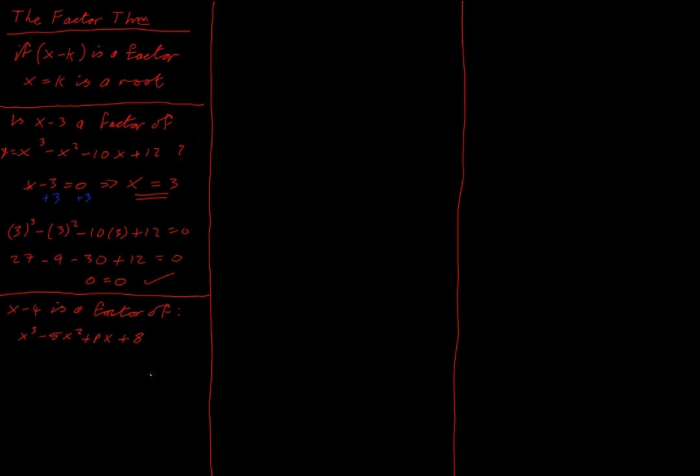And we want to show, and we want to find the value of p. So find p. Now in this case, we're going to use the fact that we know if we divide a factor into our function, we are going to get a remainder of 0.